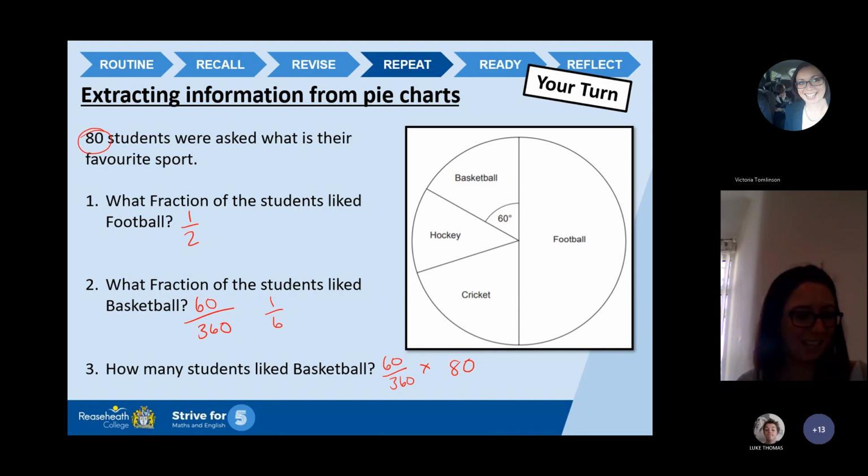I'm going with 13. I'm going to have to work it out. There's so many different answers. 60 divided by 360 times by 80. Yeah, oh, it's a bit dodgy that, isn't it? It's 13.3, which doesn't actually make any sense. But do you know why it doesn't make sense? Because I made the 80 up.